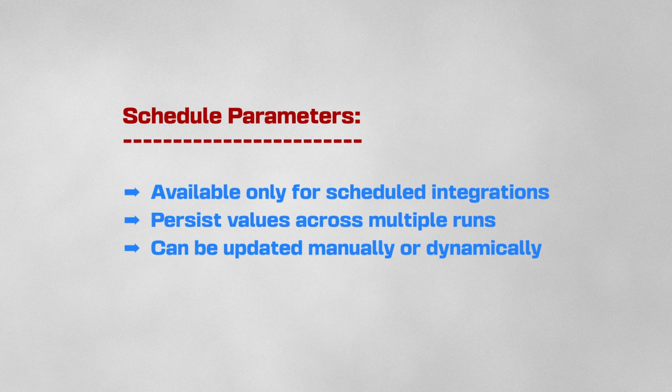Finally, let's talk about schedule parameters. Schedule parameters are available only for scheduled integrations, designed to persist values across multiple runs. They can be updated manually when starting a schedule, or they can also be updated at runtime using assign or data stitch action. A classic use case is storing the last processed timestamp for incremental batch loads.